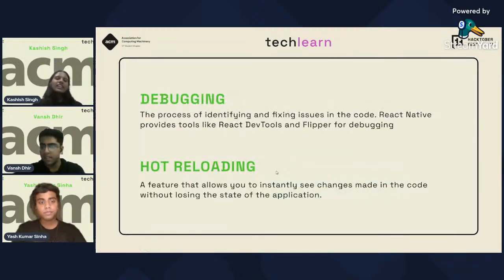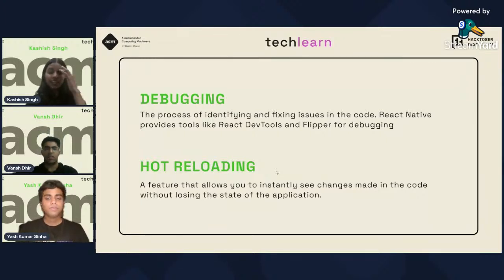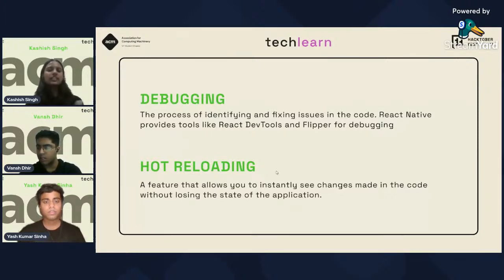Next, in any developer's life, there is one thing which cannot be ignored, you cannot run off from that thing. It is the errors. So, if you're good at finding errors and fixing errors, you will definitely be able to code in a much more efficient way. React Native also offers tools like React Dev Tools and Flipper that can be used for debugging.